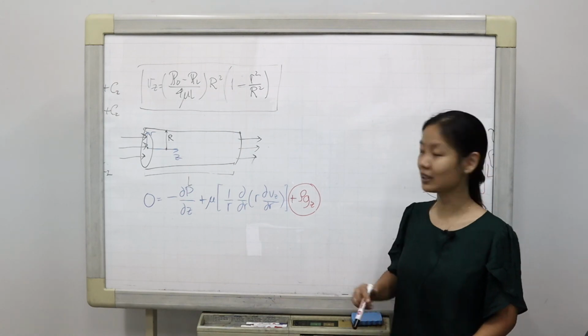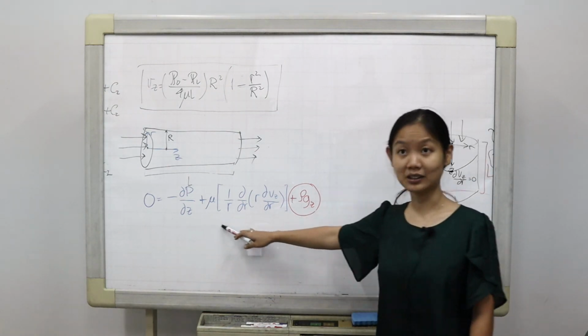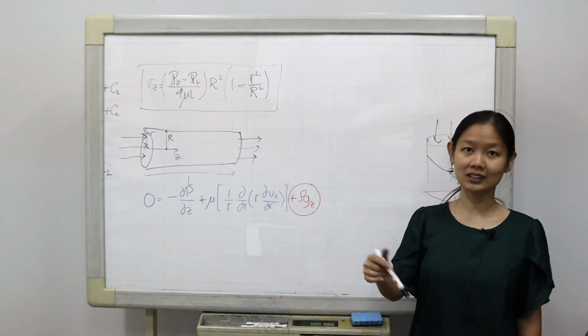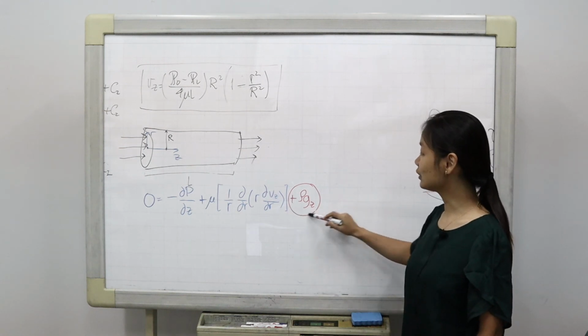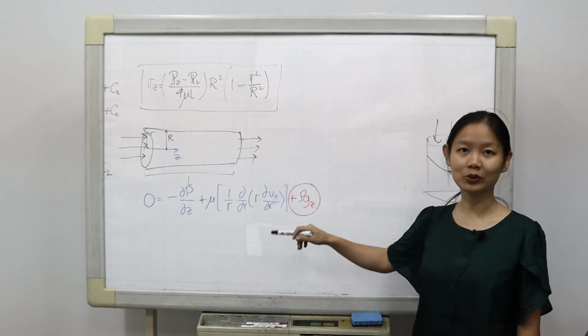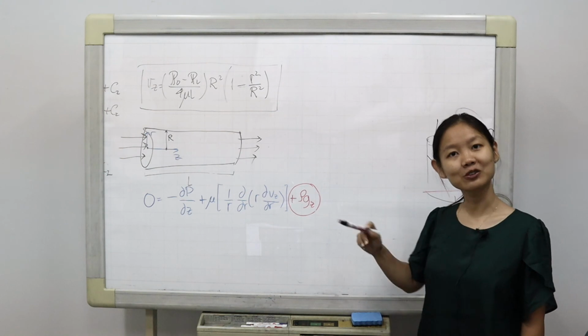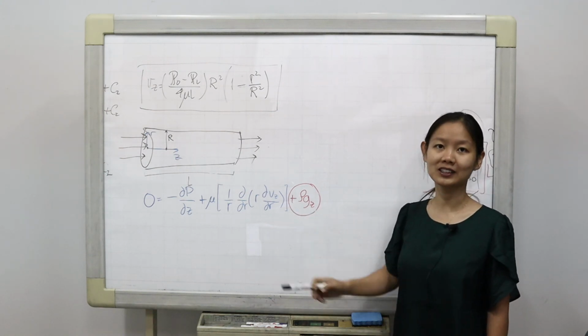From the equation of motions table, I got these equations, the blue one. Now my question is, should we include the gravitational force in that equation? Should we include the rho g from the equation?